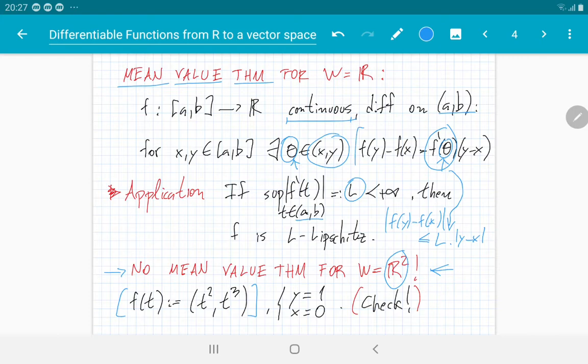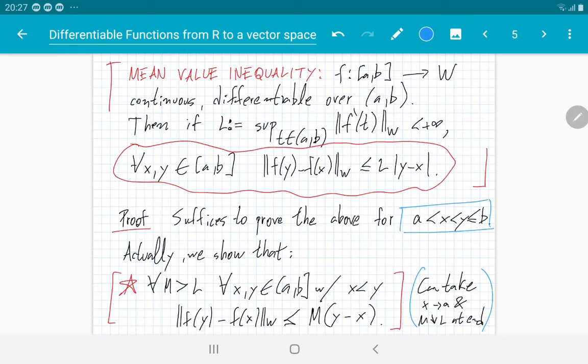In principle, what I write over here still makes sense in a vector space. This is a scalar, this is a vector. However, it's not going to work. You're not going to get the mean value theorem. This might be a bit of a disappointment, but fortunately, we have the mean value inequality, which at least gives us this Lipschitz property.